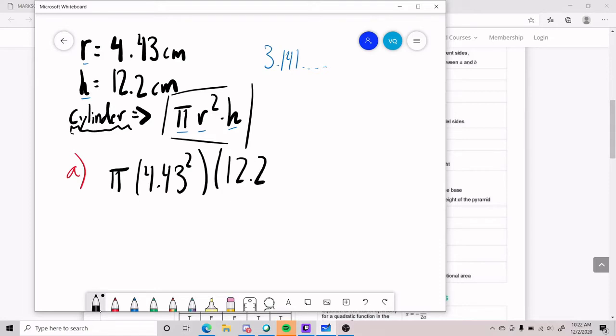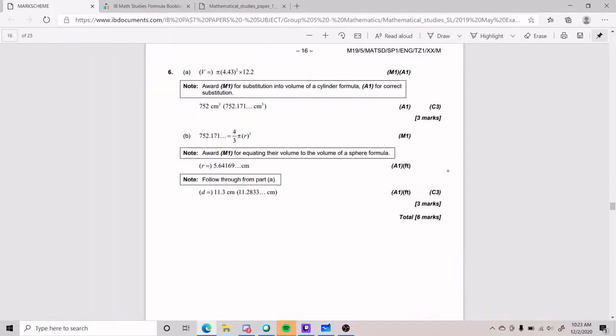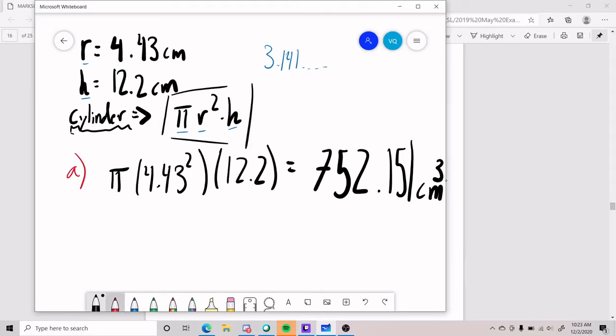In this scenario, I'm going to plug it all into my calculator. You can leave it with pi if you want. I just multiply it times pi because it's how I like to do it. And the answer is 752.151 centimeters cubed. It is very important that you put the units because this is part of the mark scheme. It's also cubed because we're talking about volumes. If it's squared, it's in respect to areas, and if it's just a single digit, it's in respect to distances. And now moving on to part B.